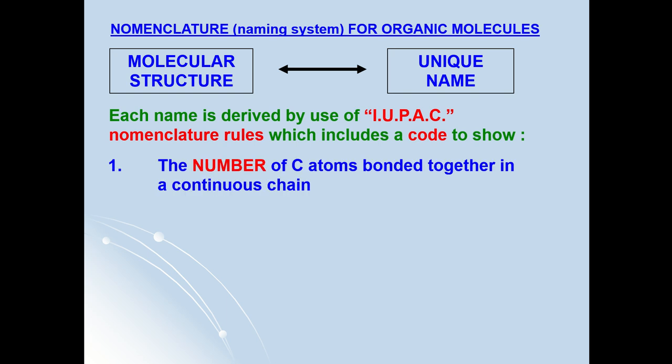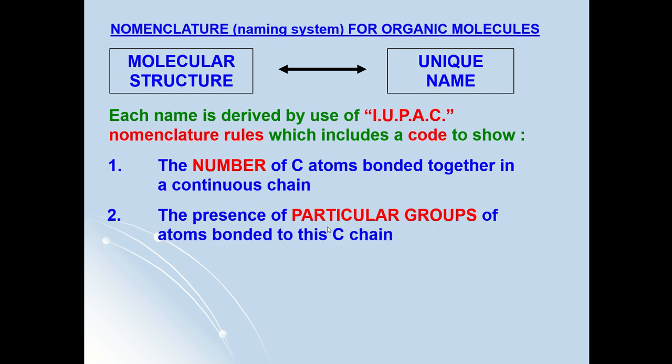So please make sure that you are familiar with those. I'm just going to very quickly revise over some stuff that we should have already done. When we're naming anything, we look for the number of carbons bonded in a continuous chain, and that's really important, the term continuous chain.